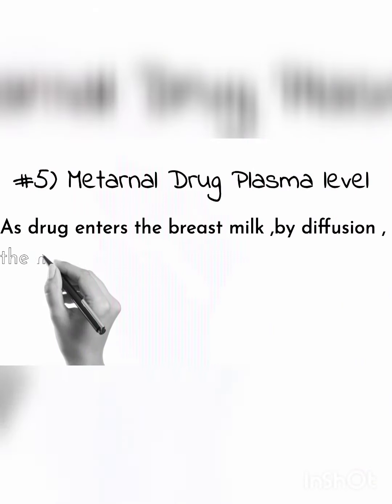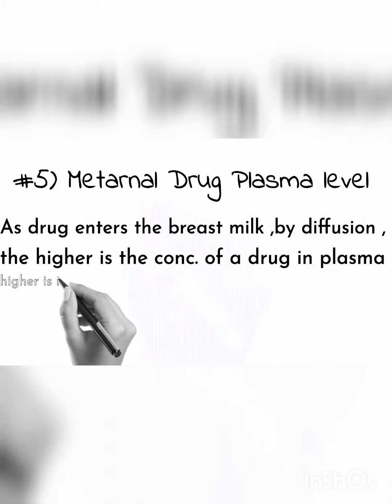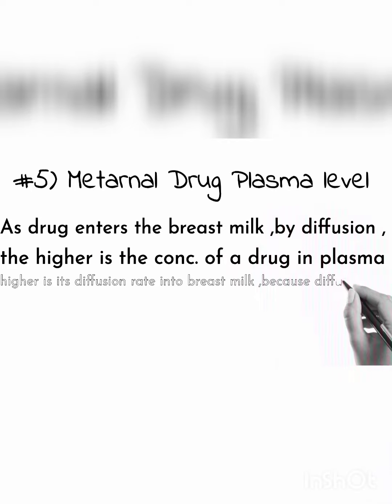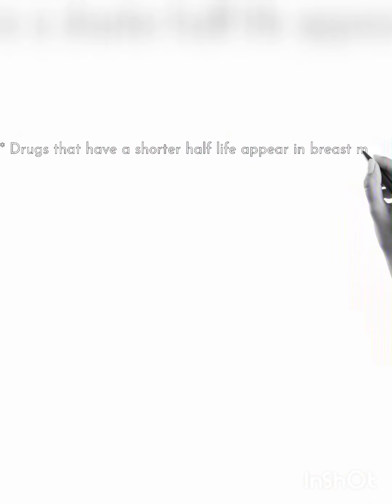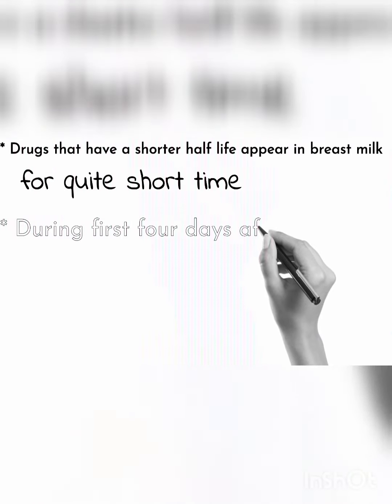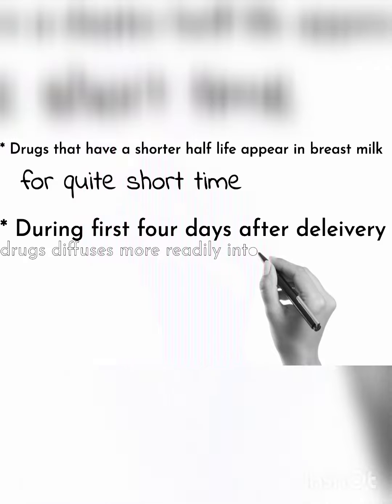Now, the fifth factor is maternal drug plasma level. As drug enters the breast milk by diffusion, the higher the concentration of a drug in plasma, the higher its diffusion rate into breast milk, because diffusion is a concentration-dependent process. So it is dose dependent. Drugs that have a shorter half-life appear in breast milk for quite a short time, because after that they are eliminated from the blood and hence can't appear in breast milk afterwards.